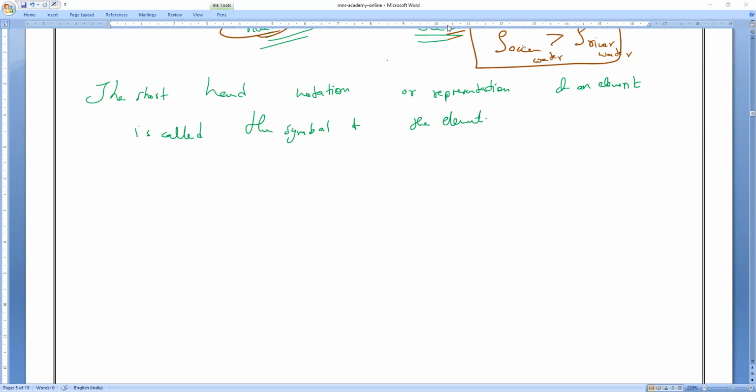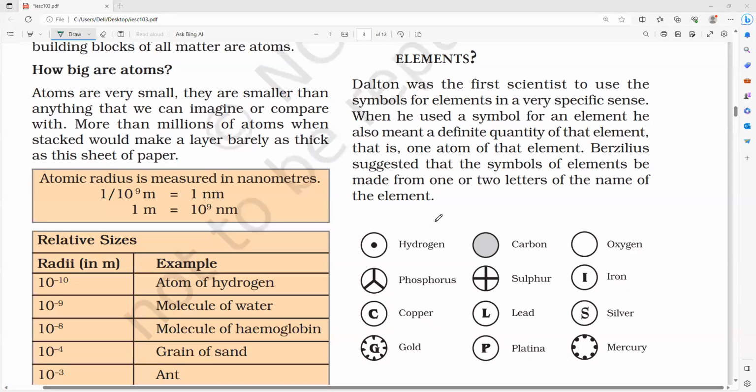Now, John Dalton was the first scientist who used symbols to represent the elements. The symbols used by Dalton represent the element as well as one atom of that element. This is the most important point you have to learn about Dalton's symbols. Clear, everybody? Dalton was the first scientist. Why first? For the ancient ones, there is no information. We don't know who said it in ancient times, that's why we are not talking about it. Do you understand, everybody?